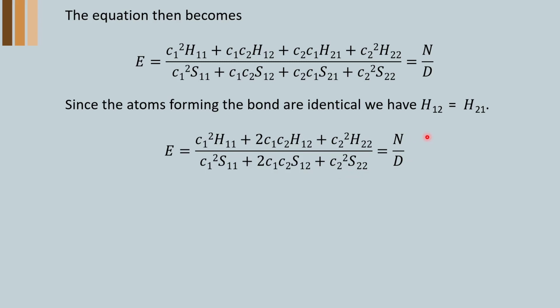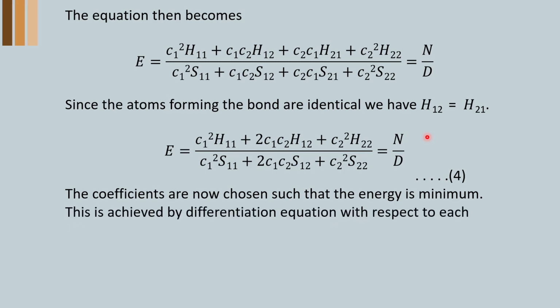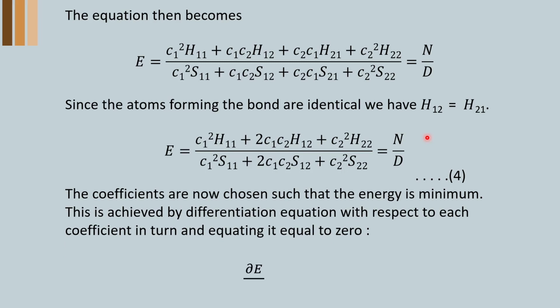Now as far as the principles of Huckel approximation are concerned, we choose the coefficients such that the energy is minimum, and this is achieved by differentiating with respect to each of the coefficients in turn and equating it to 0. That is, del E upon del c1 is equal to del E upon del c2, which should be equal to 0 according to the condition of minimum energy. We learn this in differential calculus, maxima and minima. So equation number 4 has to be differentiated with respect to c1 and c2 respectively.